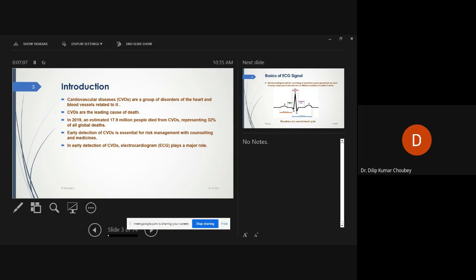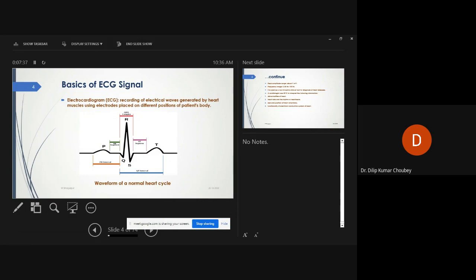And based on the analysis of the heart rate and heart rate variability, the AI-based machine tells whether the heart rate is normal or abnormal, whether you have to be concerned about it and take care of it. Okay. So all these devices are being developed in today's scenario. Okay.